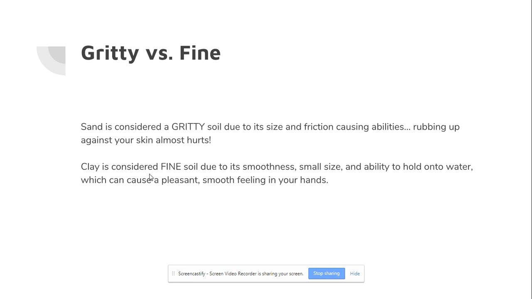Clay is considered fine because of its smoothness. Clay is so small that when it rubs on you, it feels smooth. You don't feel that friction causing abilities because it's so small.